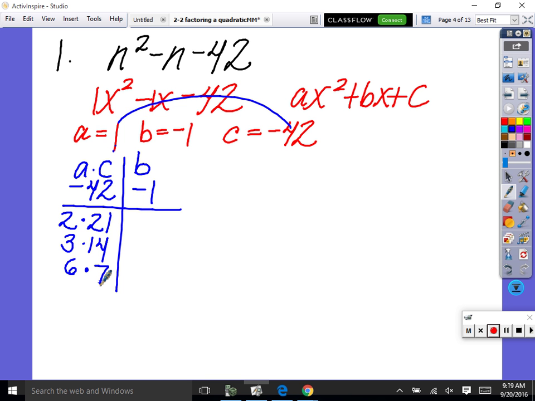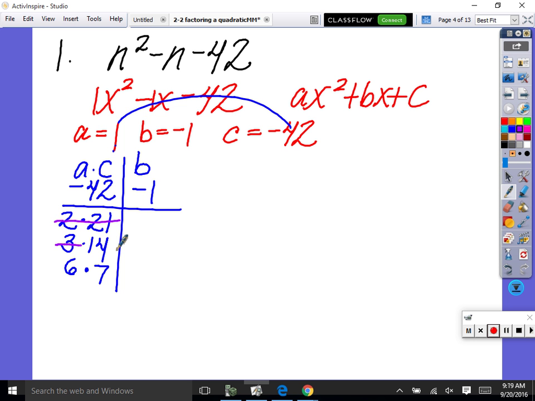Does everybody understand? Okay, now we're going to look at those factors and see if we were to put a negative sign on one of them, or both of them, or neither of them, how could we make it add up to be negative 1? So 2 and 21, could that ever add up to be negative 1? No, so those are not the factors we're going to use. 3 times 14, could it ever add up to be negative 1? Nope, so we're not using those factors.